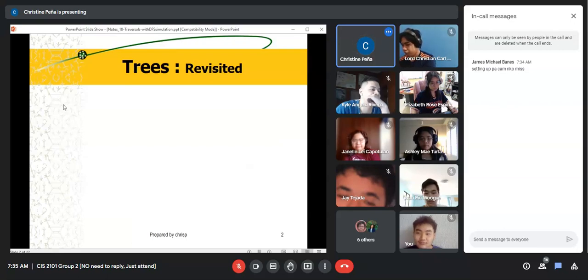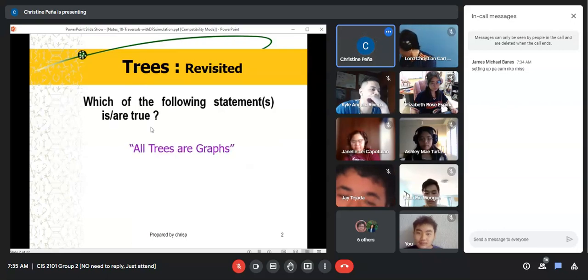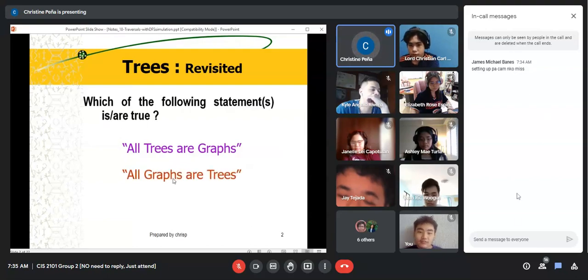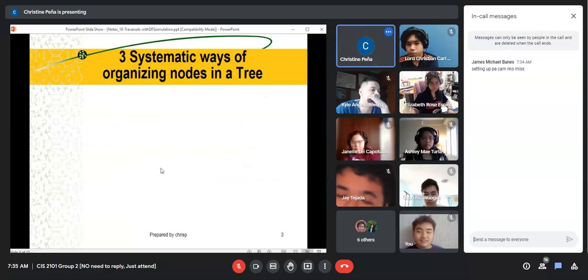Okay, so if you recall, trees and graphs are related. So, unsa kay true ani: all trees are graphs or all graphs are trees? You try to consider that one. Kamo na ang mo answer ana. All trees are graphs, all graphs are trees.